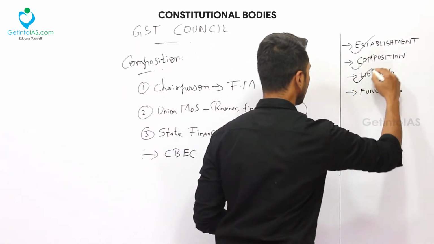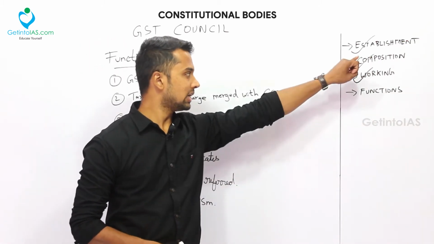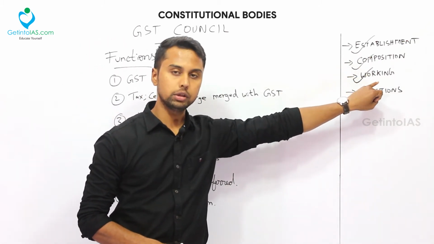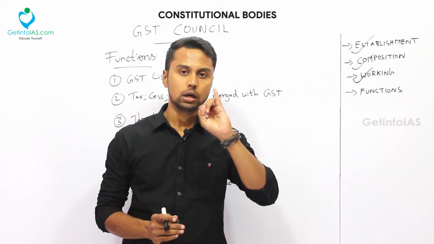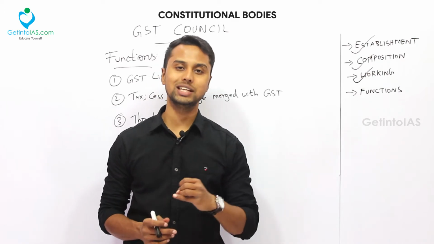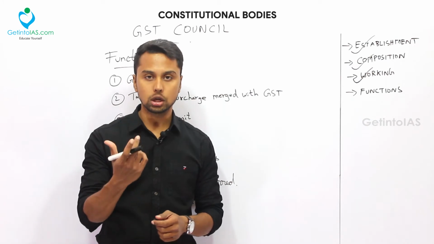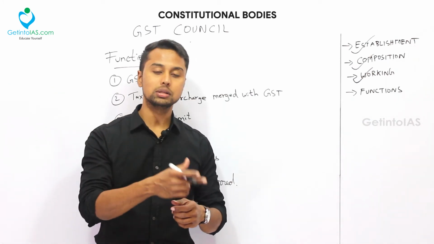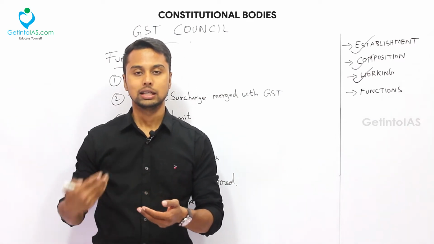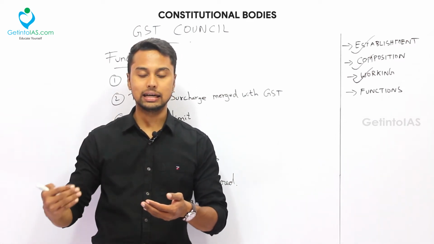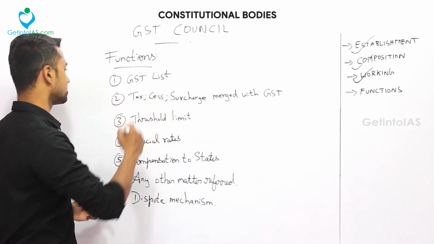Now coming to the important functions of this GST council. So far we have discussed the establishment, composition, and the working of the council. Now we will study the functions of this council. The main important function of this GST council is to give the GST list: what are the goods or products which can be included in the GST list, what tax slabs, or if there is any exemption for some products. That GST list and tax slabs are discussed by this GST council. So that is the first function.